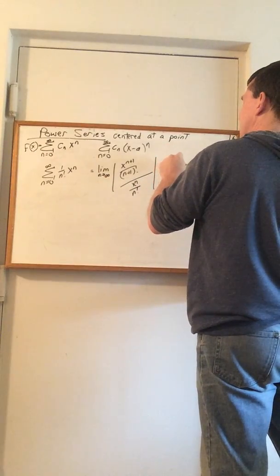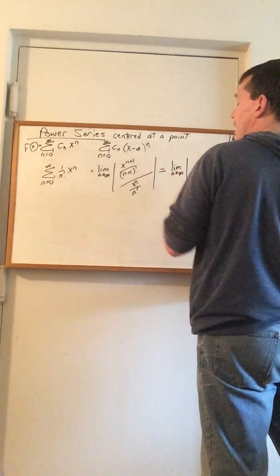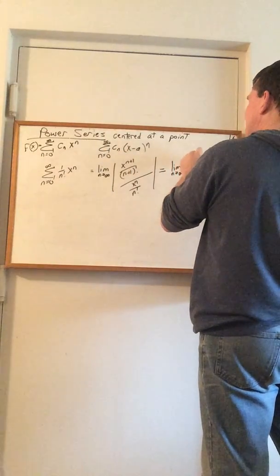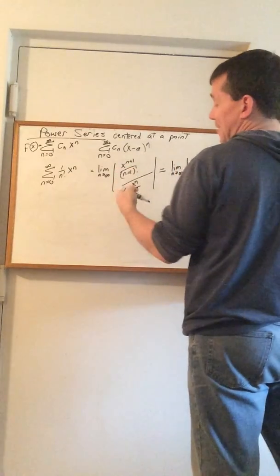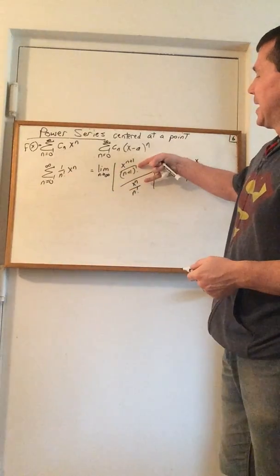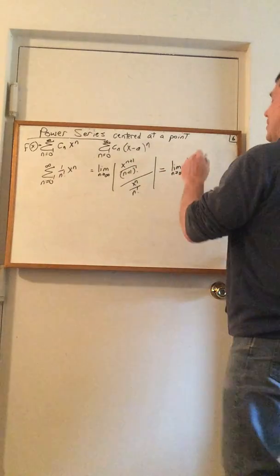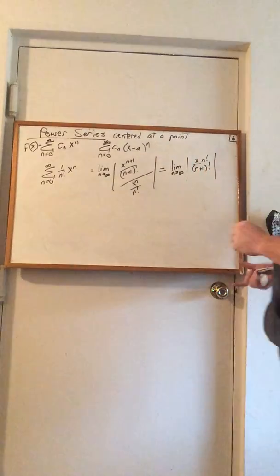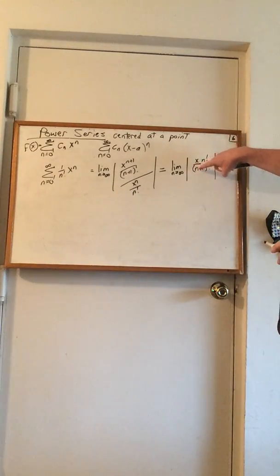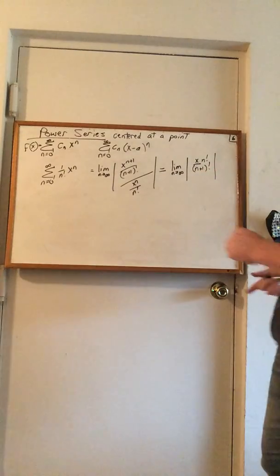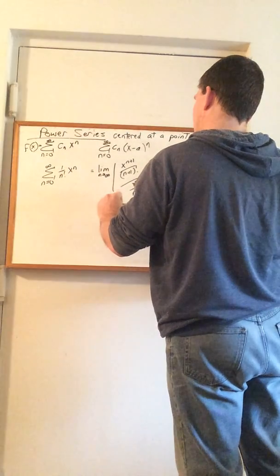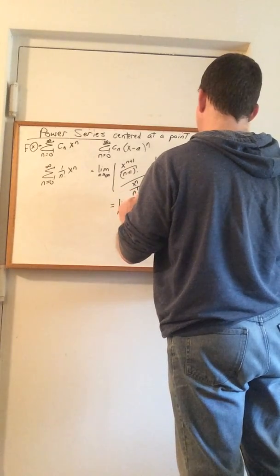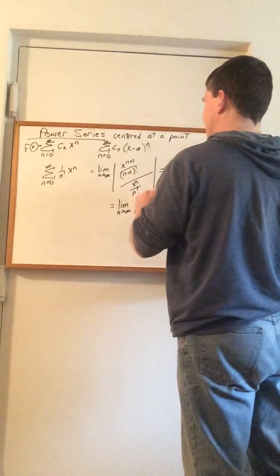I then get the limit as n approaches infinity of x to the n plus 1 over x to the n. That leaves me with an x on top. n plus 1 factorial over n factorial is going to flip, and then it will be n factorial on top, n plus 1 factorial on the bottom. The n factorial cancels out, and we're left with the limit as n approaches infinity of the absolute value of x over n plus 1.